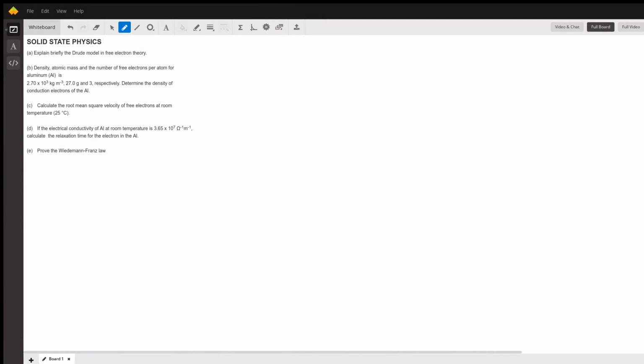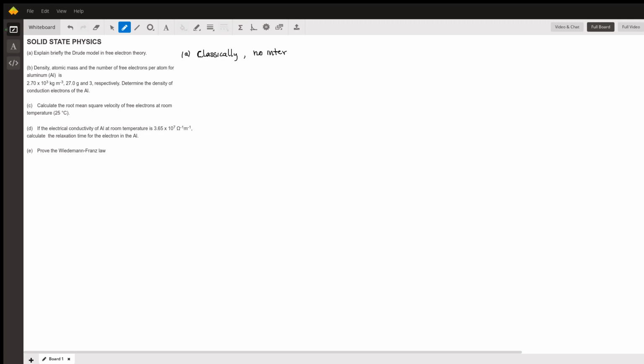Okay, so this question is all about the Drude model in free electron theory. Let's see, the first part is to describe the Drude model briefly. Basically, the Drude model is a conductivity theory that assumes that the electrons behave classically as just particles.